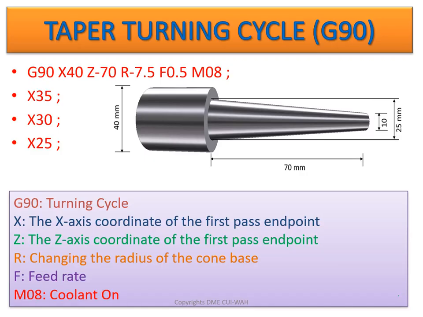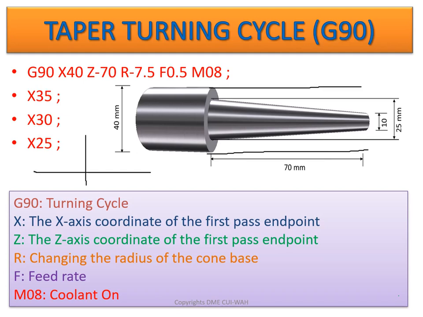Now explaining the G90 cycle, first we will draw the axis. This one was your X axis and this is your Z axis as we have used in previous lectures. So for the command X40 and Z minus 70, when in the start you will start the turning cycle, this whole workpiece will be of 40 length, somewhat like this, 40 from this end and 40 from this end.